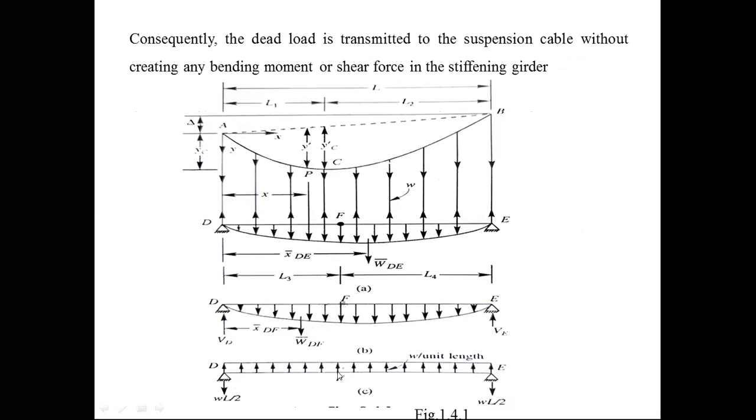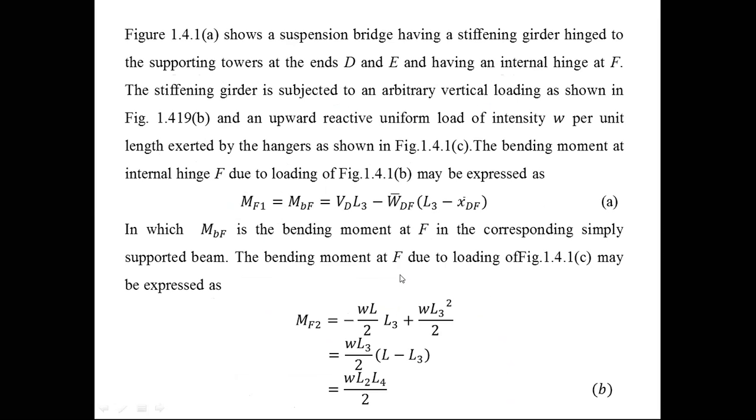Now take the bending moment here for the third hinge F. Anticlockwise is negative, therefore minus WL by 2 into L3. And the uniform distributed load creates clockwise moment, plus W L3 into L3 by 2, that is W L3 square by 2. I have written it like this. The same thing is written here.